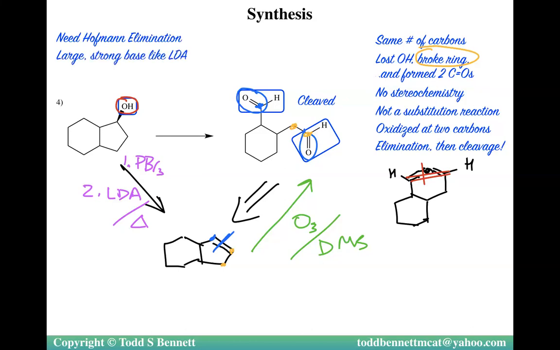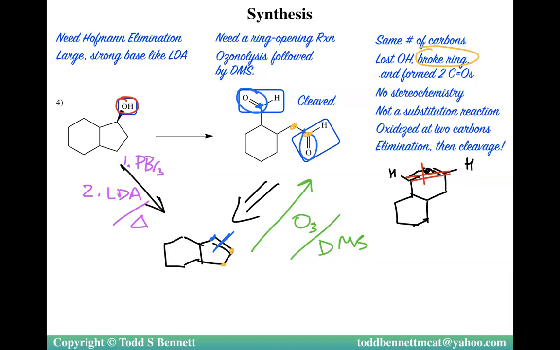Hofmann elimination, somewhat with LDA, but we also have to make the OH a better leaving group than OH, because LDA will just deprotonate the alcohol. So first turn it into a better leaving group, then Hofmann elimination, and then finally you need a ring opening reaction, in this case the only one we know, ozonolysis in conjunction with dimethyl sulfide. So these are kind of challenging. You have to get used to this.